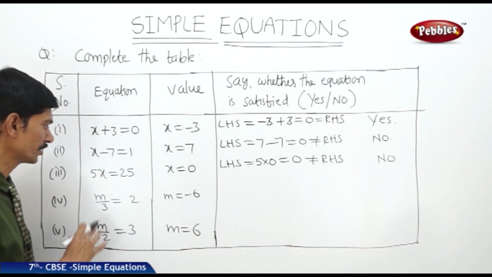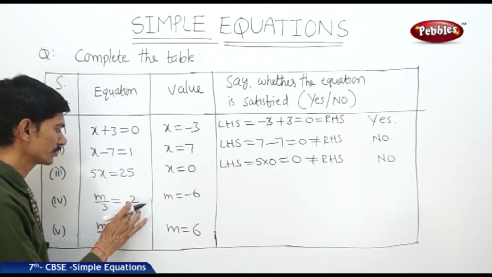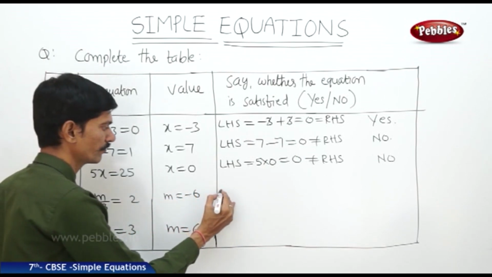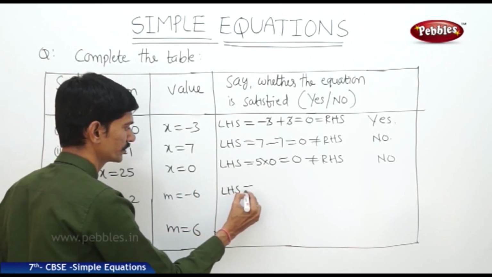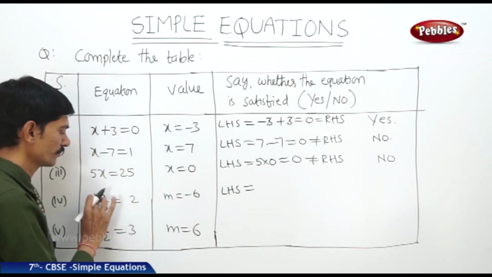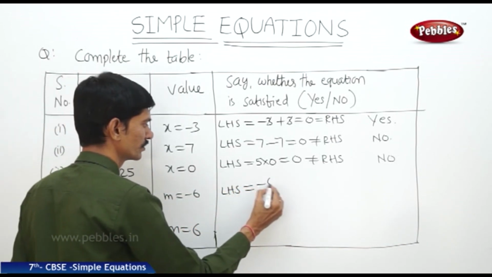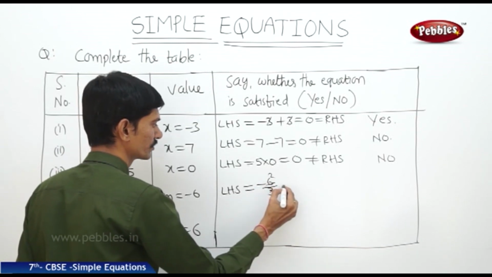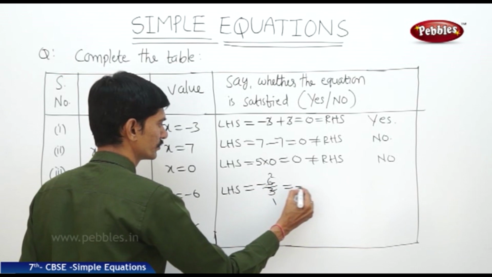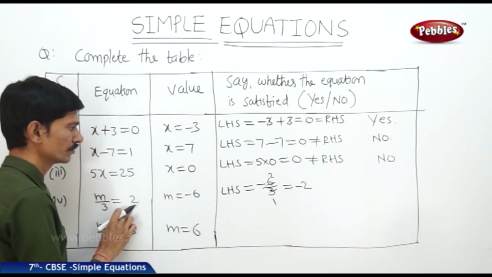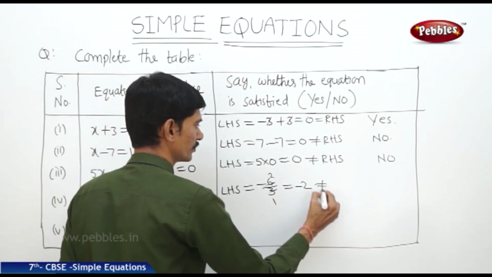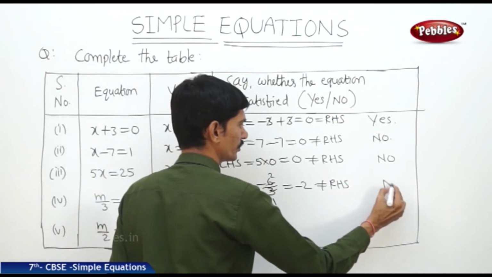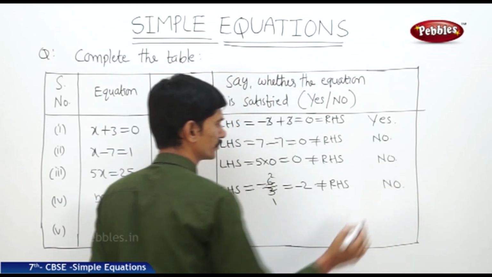Now let us take the fourth equation, m by 3 equals 2, and the m value is given as minus 6. Now we will find the value of LHS by substituting m value minus 6. So m value is minus 6 divided by 3. Then we get 3 1s are 3 and 3 2s are 6. So this equals minus 2. But RHS is 2. So this is not equal to RHS. So here also we can say that the equation is not satisfied.